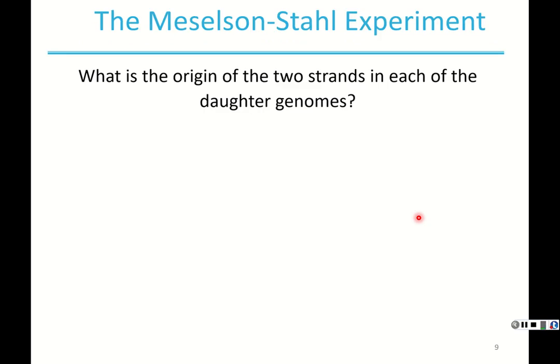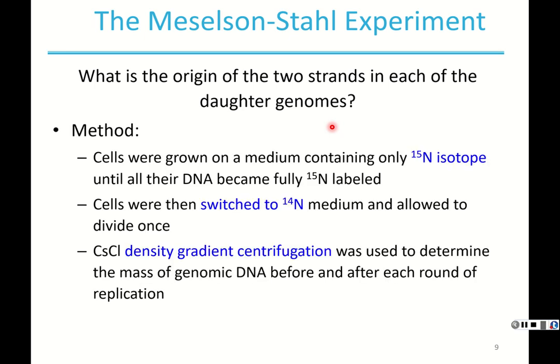All right, and this experiment really nailed down the answer to this question. So what they would do is they used a growth medium containing an N15 isotope. In DNA, those bases have nitrogen in them, so that the DNA would become fully labeled with that N15. And then they switched it to an N14 medium and allowed the cells to divide once.